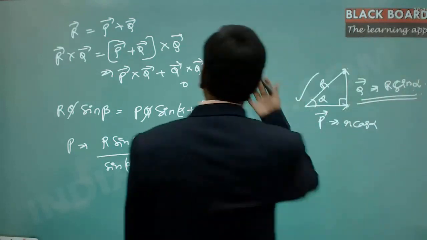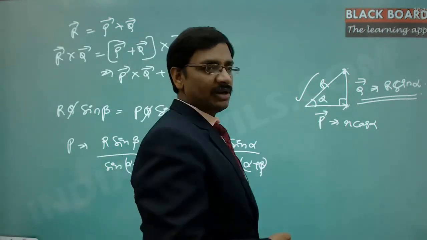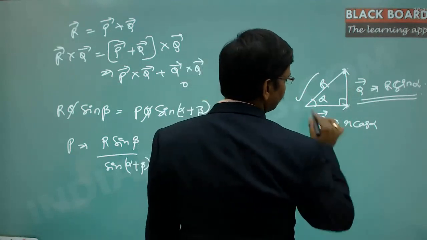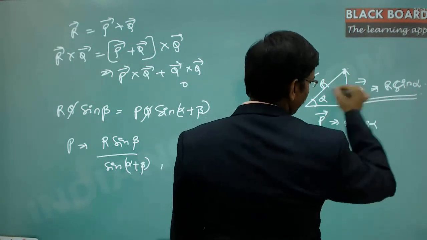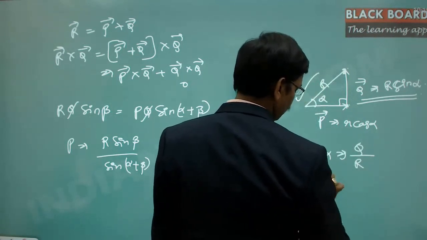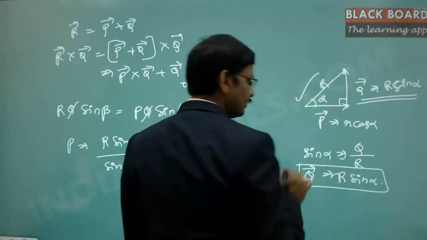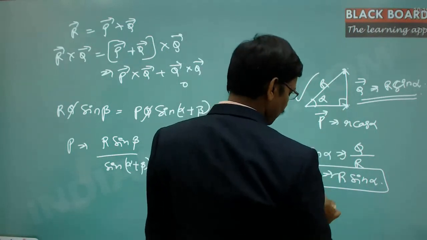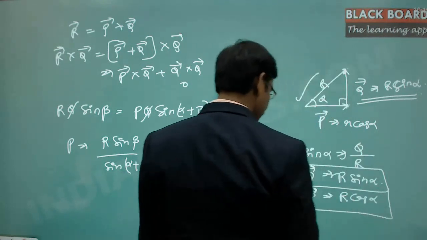So here, without even using all this analysis, you can directly, with the help of basic trigonometry, know that this is R and this is P and this is Q. Then sine alpha is equal to opposite side by hypotenuse. Opposite side is Q and the hypotenuse is R. Q is equal to R sine alpha. As simple as this. Similarly, if you take cos alpha, adjacent side by hypotenuse, so P is equal to R cos alpha. With the basic trigonometry you can do it.